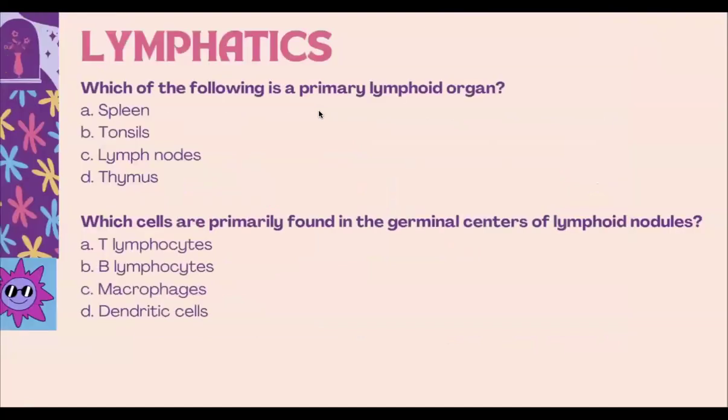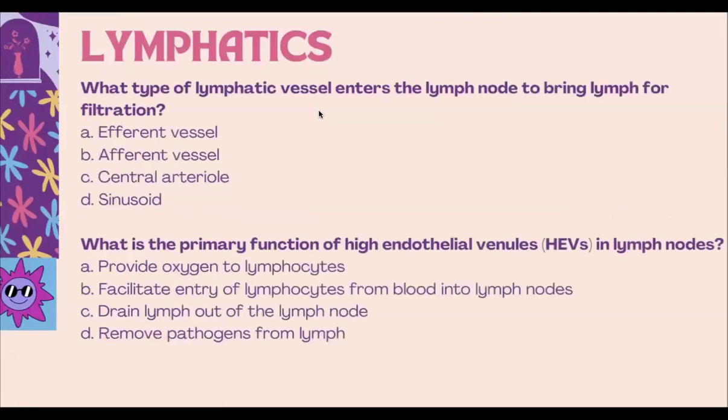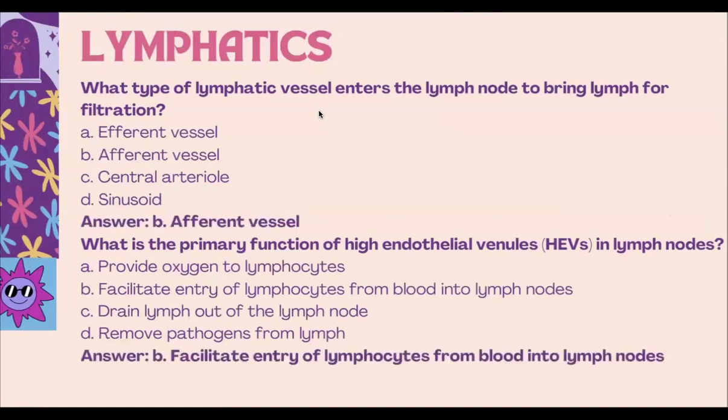The following is a primary lymphoid organ. Which cells are primarily found in the germinal centers? Thymus, and B lymphocytes. Moving on, which type of lymphatic vessel enters the lymph node to bring lymph for filtration? And then what is the primary function of high endothelial venules in lymph nodes? You can pause. I'm going to move on.